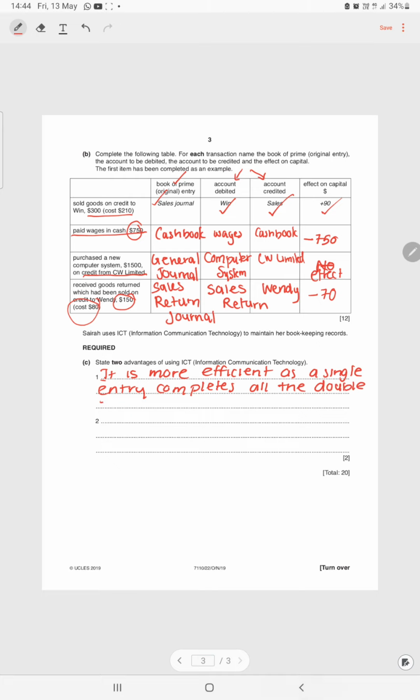You might need to do a double entry in certain instances, yes, but with one entry, everything gets updated. You don't need to worry about drawing up 2-3 entries. The next thing is, you can extract financial statements at any time.